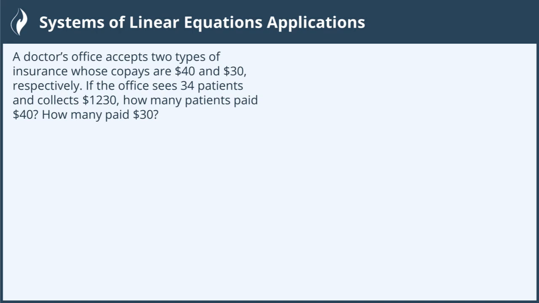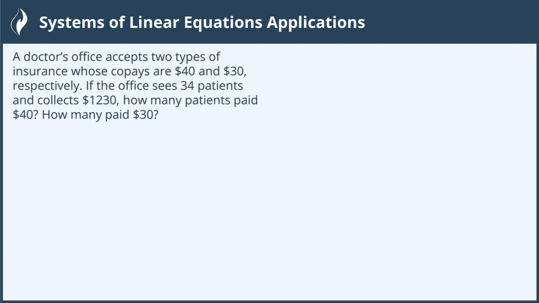Okay, the doctor's office accepts two types of insurance whose co-pays are $40 and $30 respectively. If the office sees 34 patients and collects $1,230, how many patients paid $40? How many paid $30? So what we have here is two types of patients.